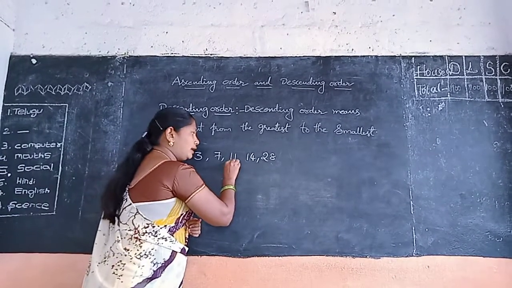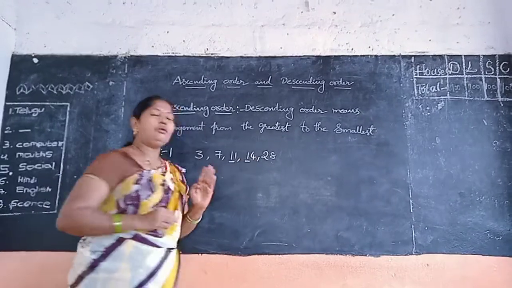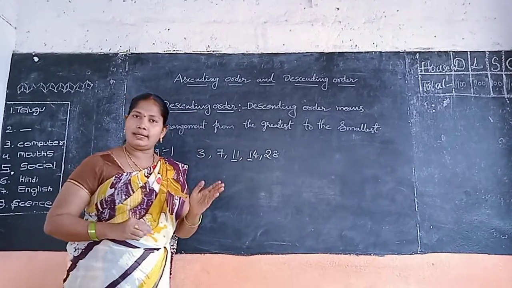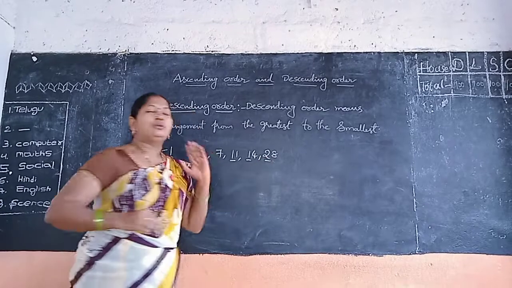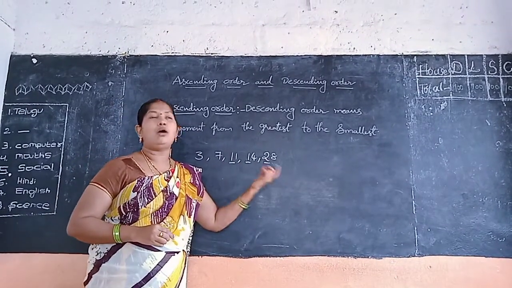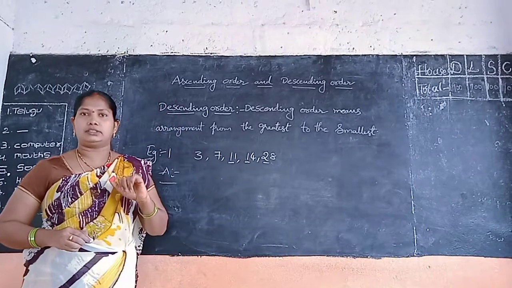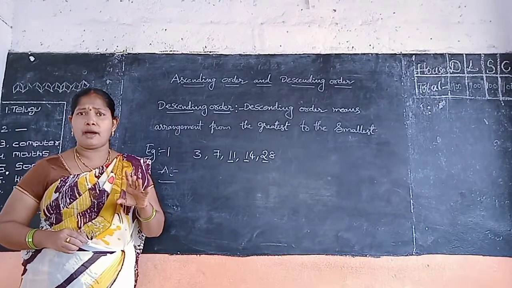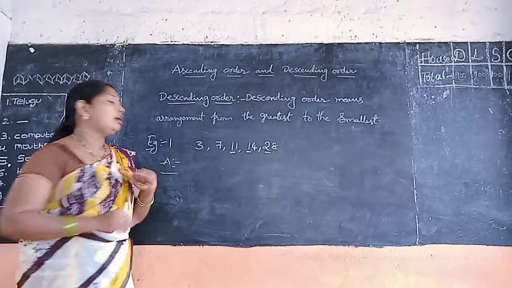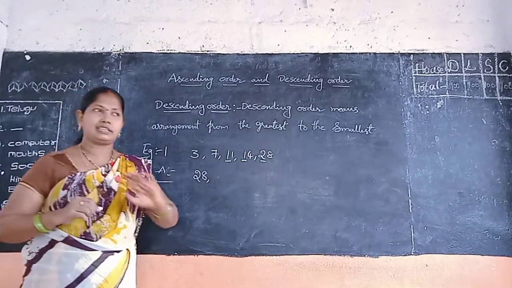In 11, the tens place value is 1. In 14, the tens place value is 1. In 28, the tens place value is 2. Which one is the biggest number, 1 or 2 in the tens place? 2 is the biggest. Do you want the biggest number? Yes, I want the biggest number. First number is 28. One number is completed.